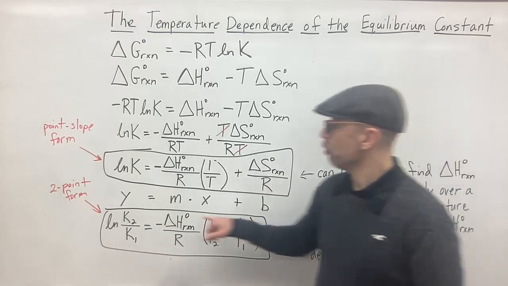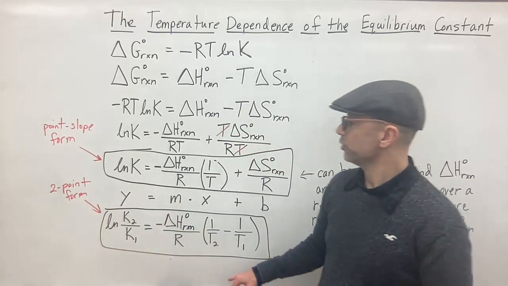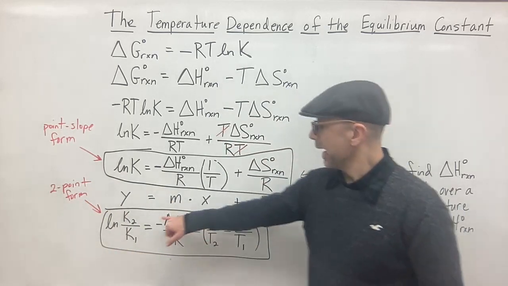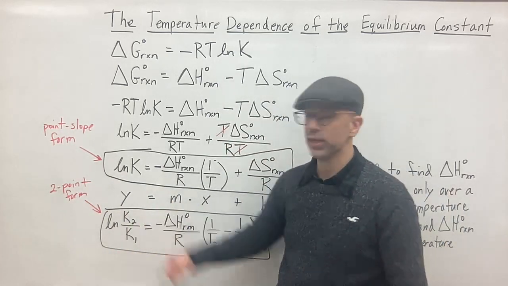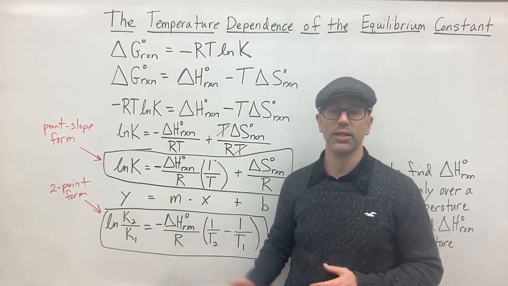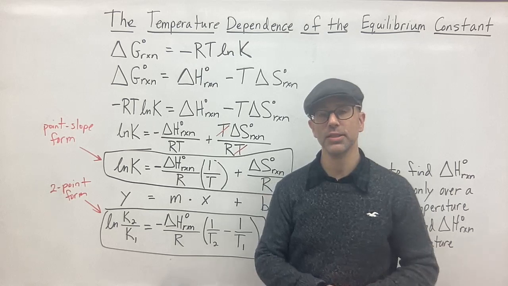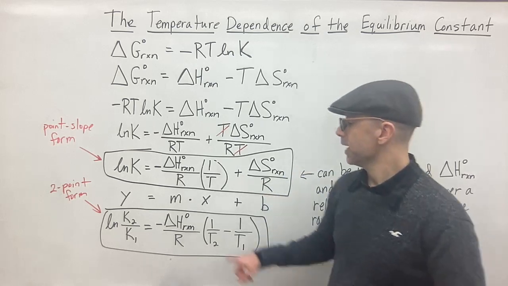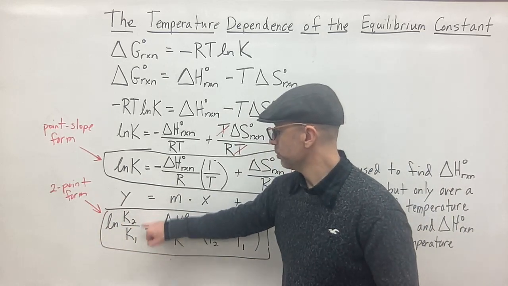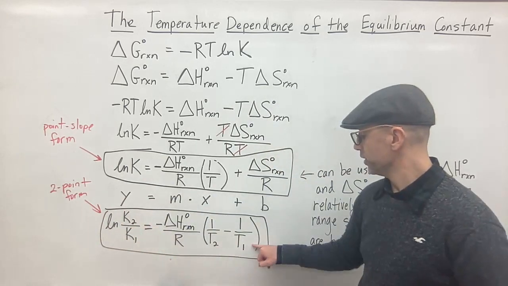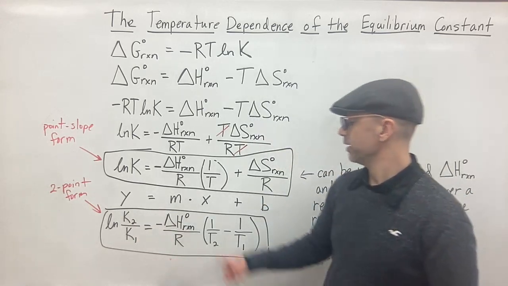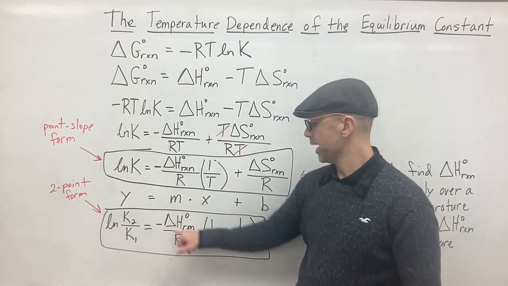The other form I want to point out is the two-point form. You could use this if, for example, you measured the reaction at two different temperatures and therefore got two different equilibrium constants. Then you could take that data and plug it into this form, where you've got the two equilibrium constants at the two different temperatures. You plug those into the equation and then you can find your delta H of the reaction.